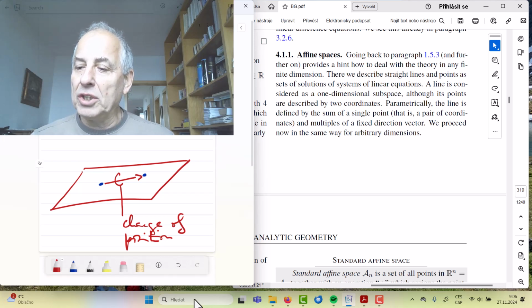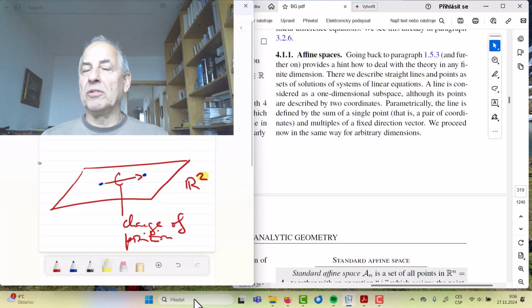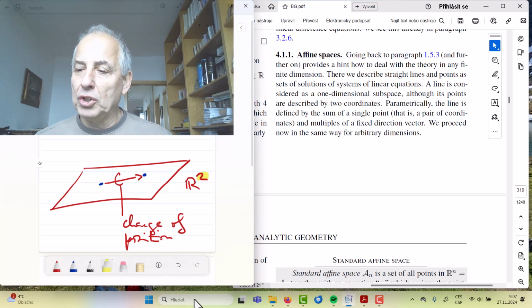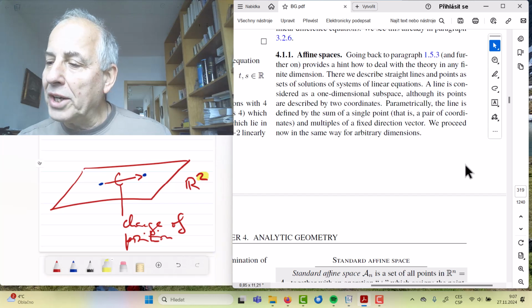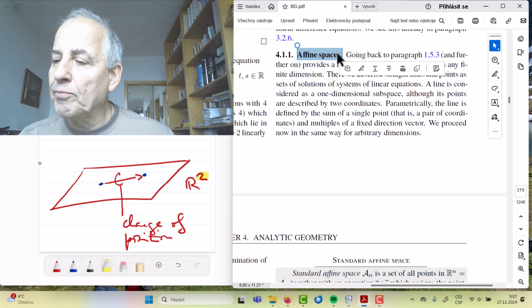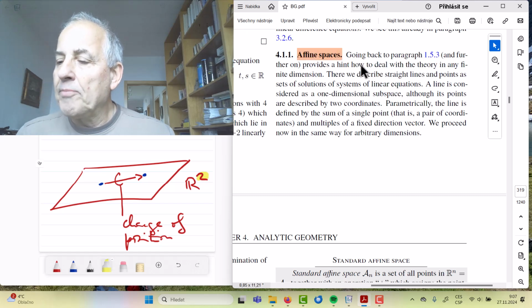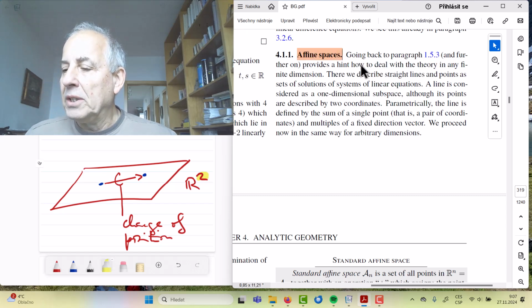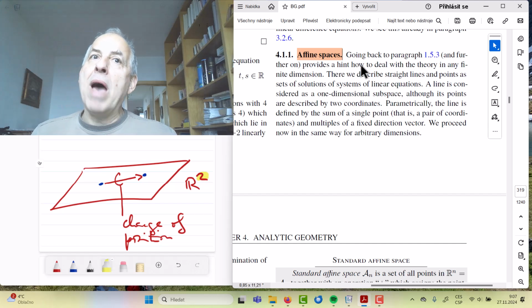And this was R2, but who cares about the dimension? So this could be the same for the dimension being 10,000 or 10 million or whatever, right? So this is the basic concept of affine geometry. And if we look at it here, this is what we shall be doing, right? So we have the affine spaces, the affine maps will come next, and the objects which are linked to that.